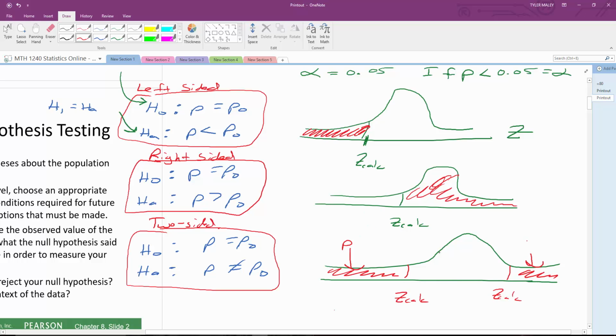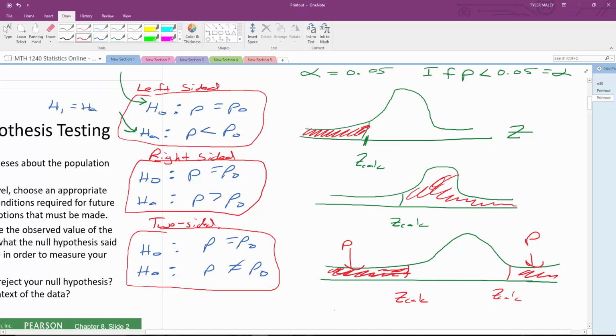Right, so if that left side is equal to p, this will also be equal to p. So when we do a two-sided test, if we find one area, we can just double it. If I know the left-sided area, then I just double that. So that's what we're going to be doing.